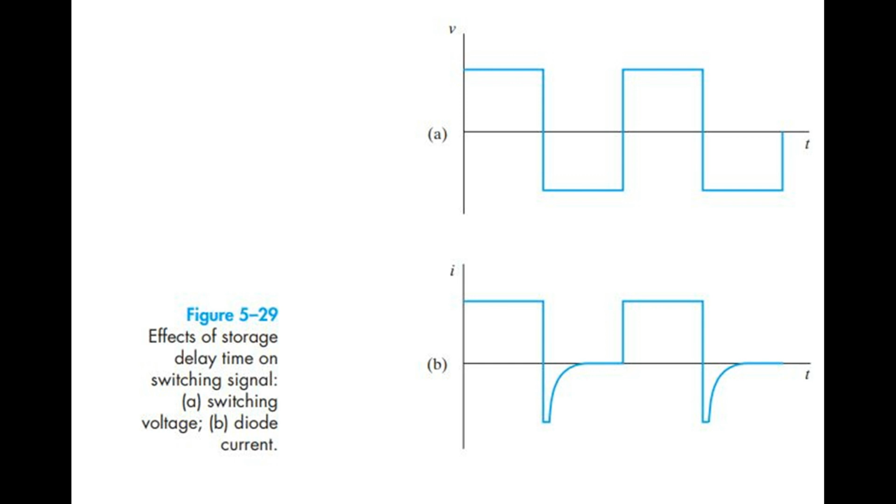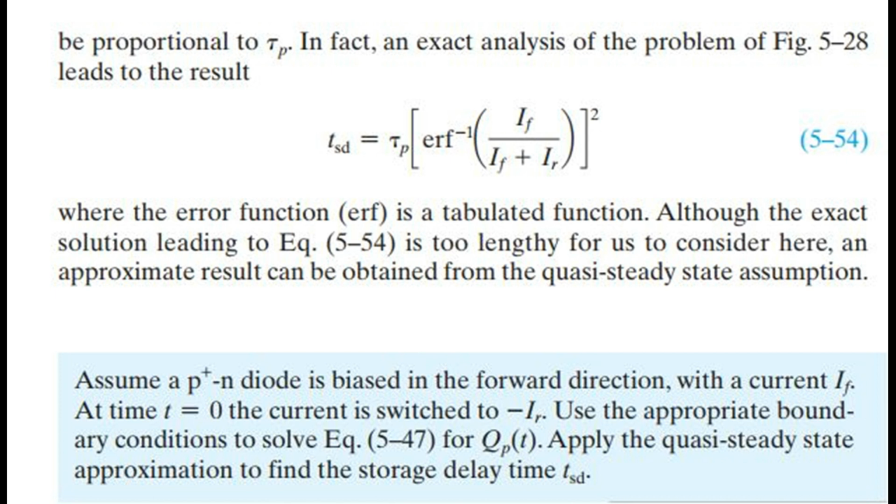Although the exact solution leading to Eq. 5.54 is too lengthy for us to consider here, an approximate result can be obtained from the quasi-steady state assumption. Assume a P+N diode is biased in the forward direction, with a current I_F. At time t = 0 the current is switched to I_R. Use the appropriate boundary conditions to solve Eq. 5.47 for Q_p(t). Apply the quasi-steady state approximation to find the storage delay time t_SD.